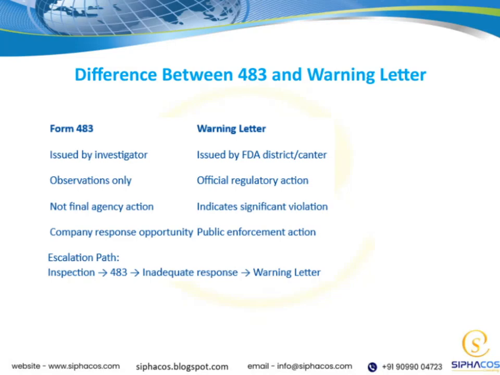Let's take a moment to understand the key difference between a 483 and a warning letter. A 483 is issued at the end of an inspection and highlights observations that the FDA considers as potential areas of concern. It's more like a heads-up, giving us the chance to address issues before they escalate. On the other hand, a warning letter is more serious. It's issued when the FDA determines that there are significant violations that pose a risk to public health. Receiving a warning letter often means that immediate corrective actions are required, and it can lead to more serious regulatory consequences if not addressed promptly.